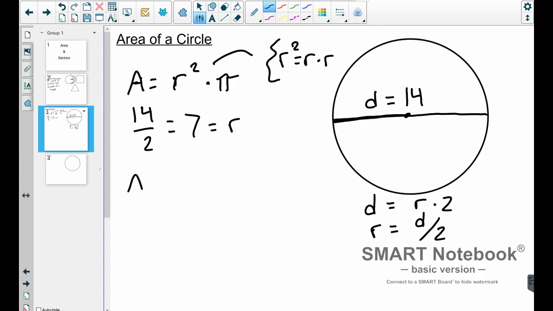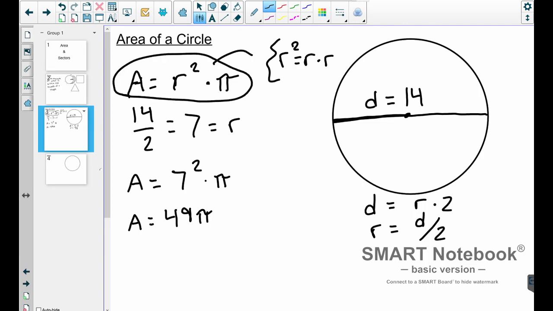So we plug that in. The area is equal to 7 squared times pi. So the area is equal to 49 pi. And hopefully those examples cleared that up. You're going to definitely have several problems like these. But honestly, if you know that formula, these aren't bad. So make sure you keep this formula burned into your brain, because that is a very important one.